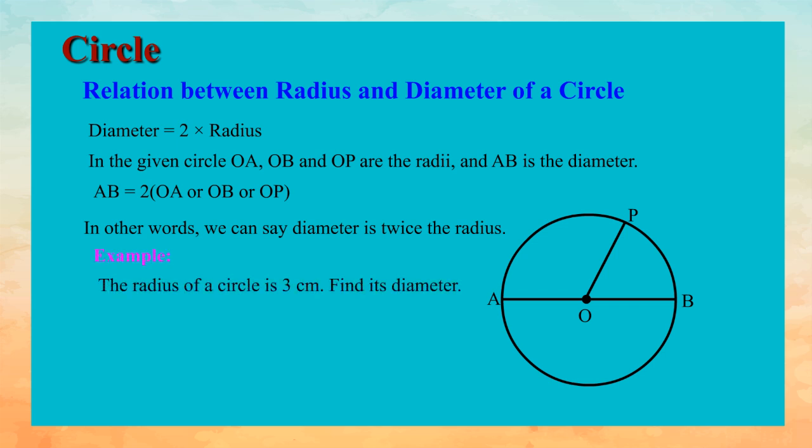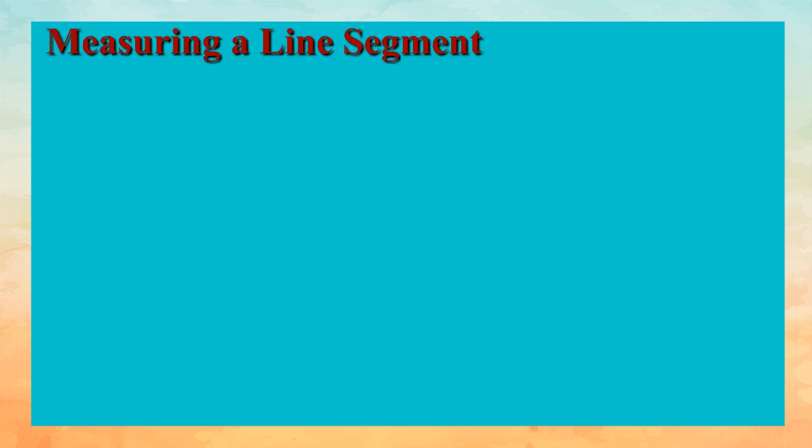Example: the radius of a circle is 3 centimeters. Find its diameter. Solution: diameter is equal to 2 times radius, which is equal to 2 times 3 centimeters, which is equal to 6 centimeters.